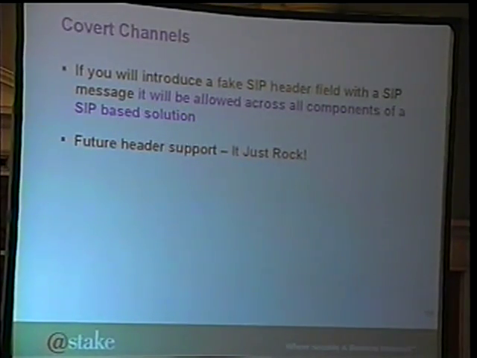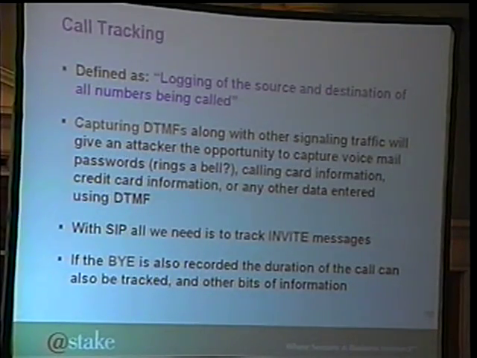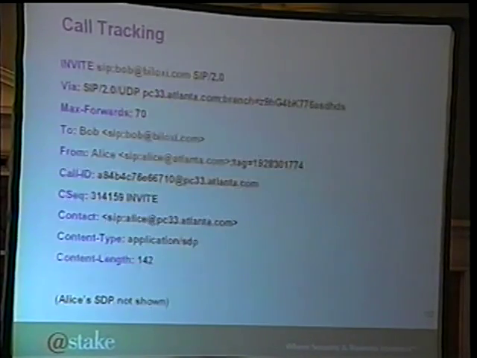Covert channels. If I have a fake SIP header, it will go through because we have future header support. So if the SIP proxy does not understand what you're talking about, it will let it through. A perfect covert channel. Call tracking. When I get the invite message, I get all the information that I need: where you are calling, when you're calling. Basically, it's like capturing DTMFs. And if you're actually using that to do online purchasing, very, very bad. Or to pay your bill through the phone, very bad.